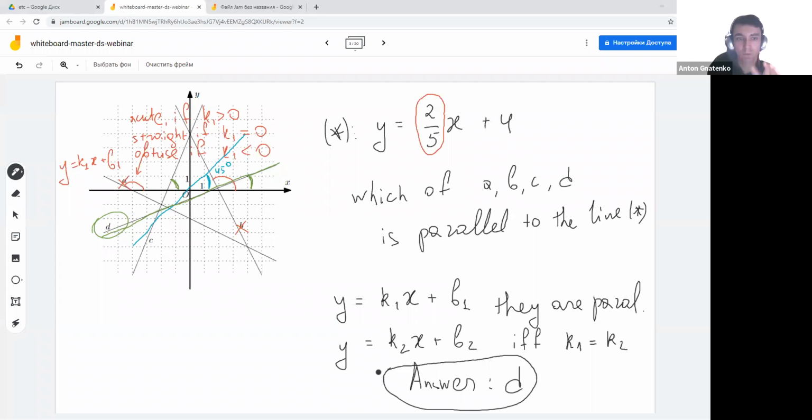So if you look at the picture and you immediately know the answer, you just type in D and press enter and move to the next problem. That's fine. Nobody will ask how you solve it. So I believe we can move to the next problem.